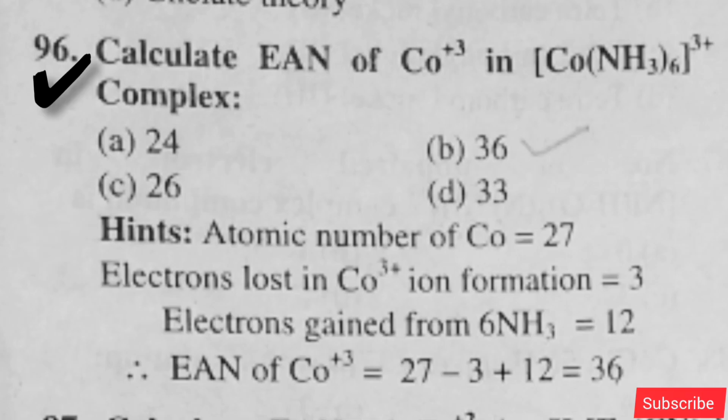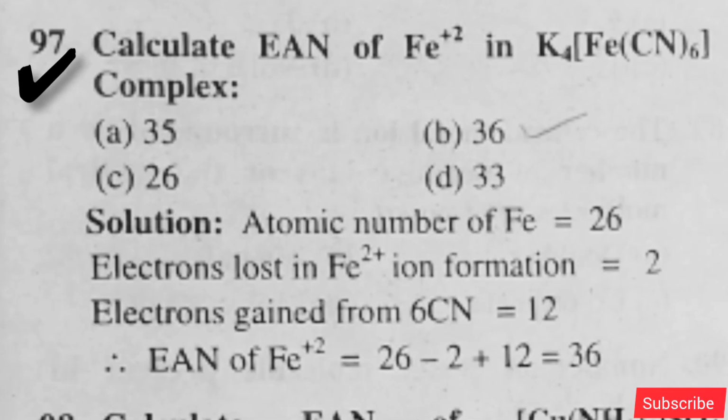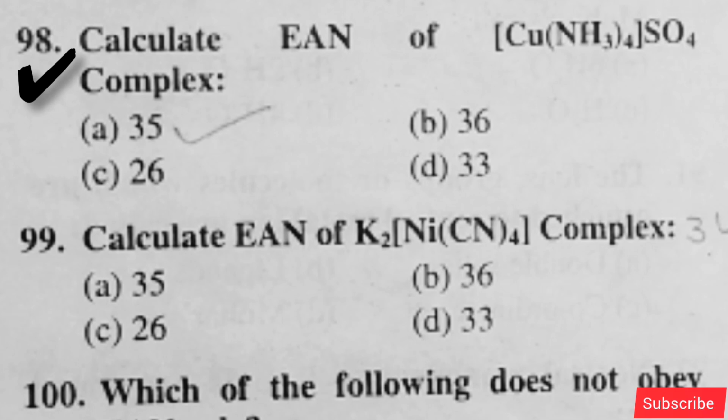Question 6: calculate EAN of Co3+ in [Co(NH3)6]3+ complex, option right. इसमें हिंट भी दी गई हुई है कैसे सॉल्व करेंगे. Same in question number 97, calculate EAN of Fe2+ in this complex, option B is right. Question 98: calculate EAN of this complex, option A is right.